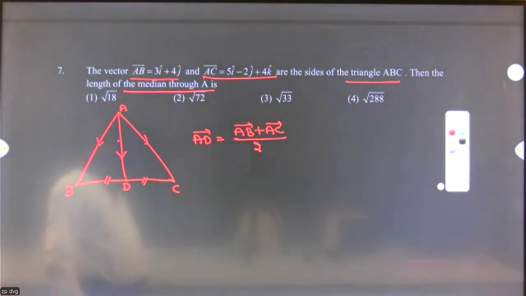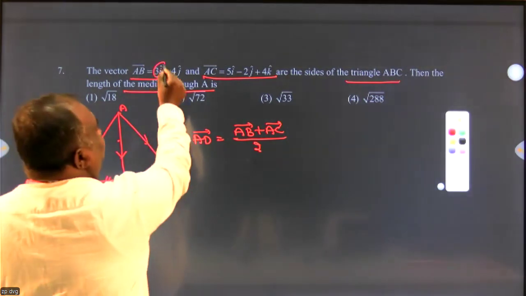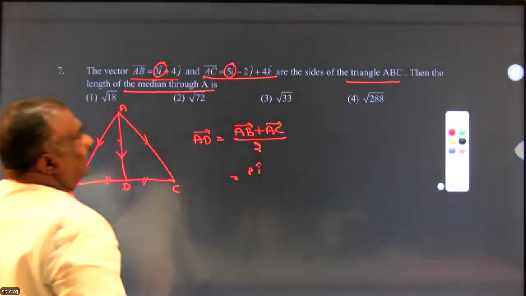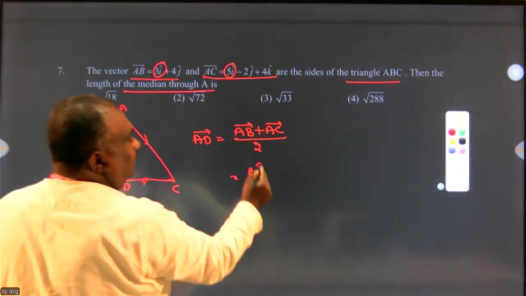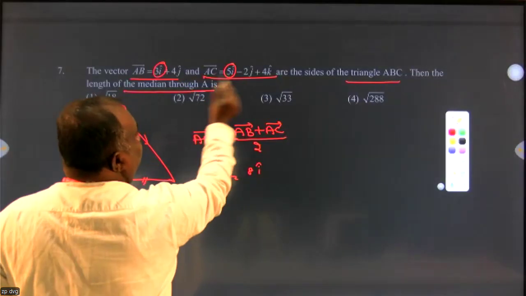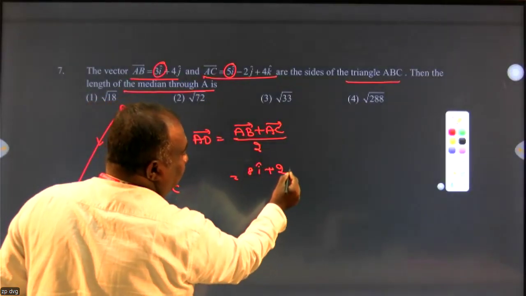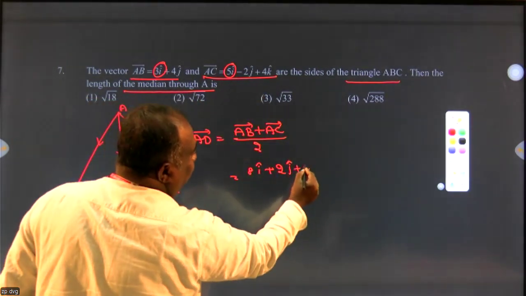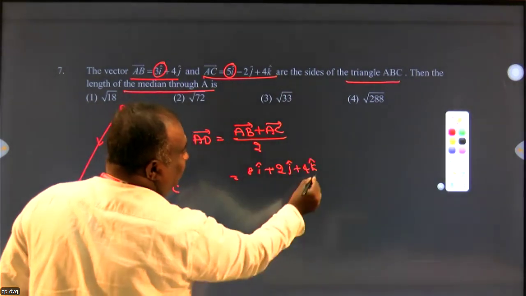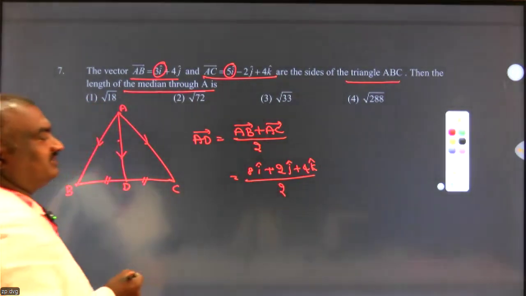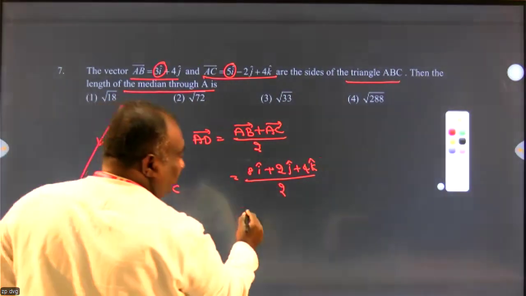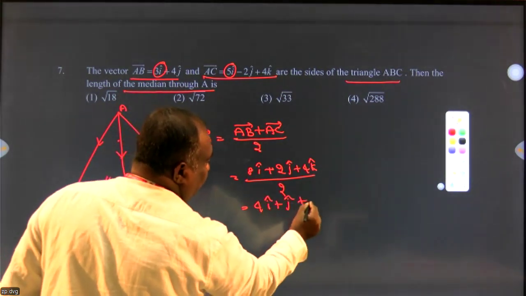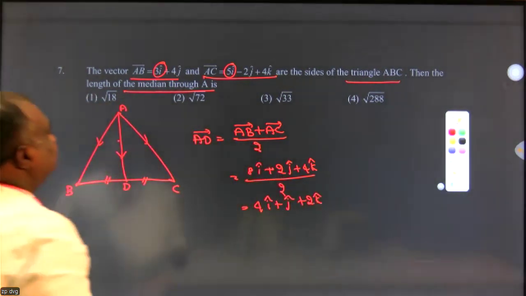Now AB bar plus AC bar, here I am doing: 3i and 5i, 3i plus 5i is 8i, and there is 4j minus 2j, which means plus 2j, and here there is no k term, that's why you are getting plus 4k, by 2. Now what you are going to get is 4i plus j plus 2k, and calculate that value as required.